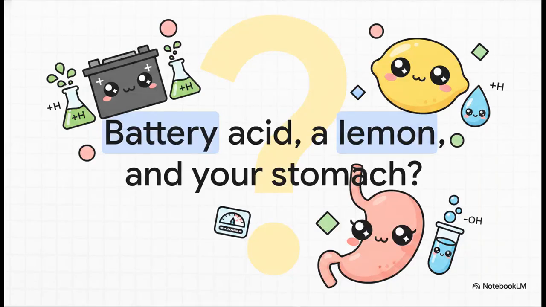So, to get us started, I want you to think about this question. What do battery acid, a lemon, and your very own stomach have in common? I mean, on the surface, a corrosive industrial chemical, a citrus fruit, and a human organ seem completely unrelated, right? But on a chemical level, they actually share a surprisingly similar, incredibly intense environment. As you'll see today, the chemical connections hiding in plain sight in our daily lives are absolutely fascinating.